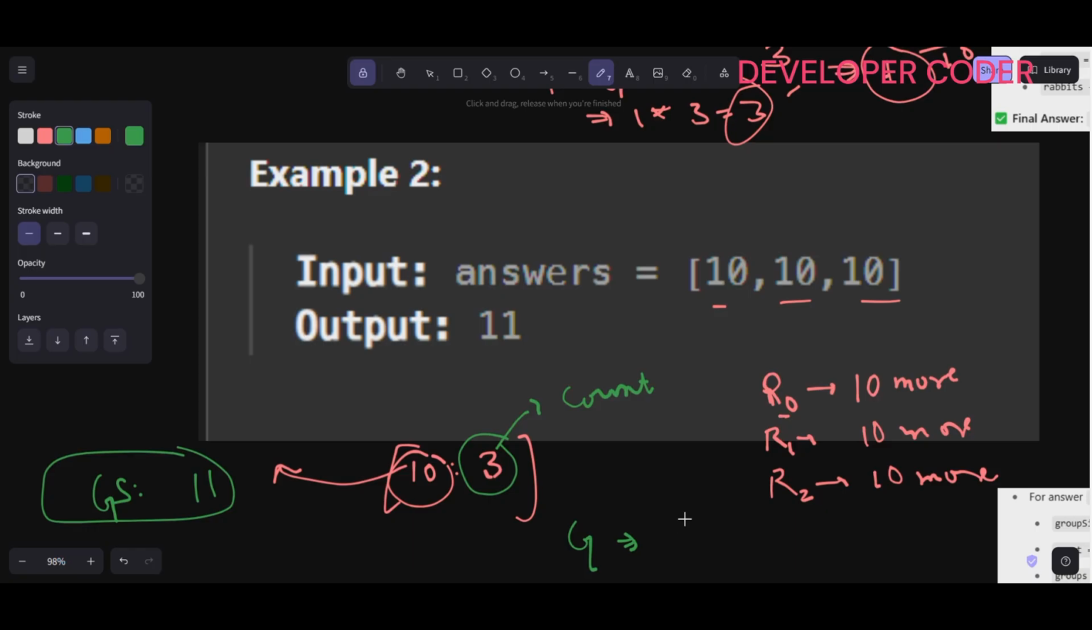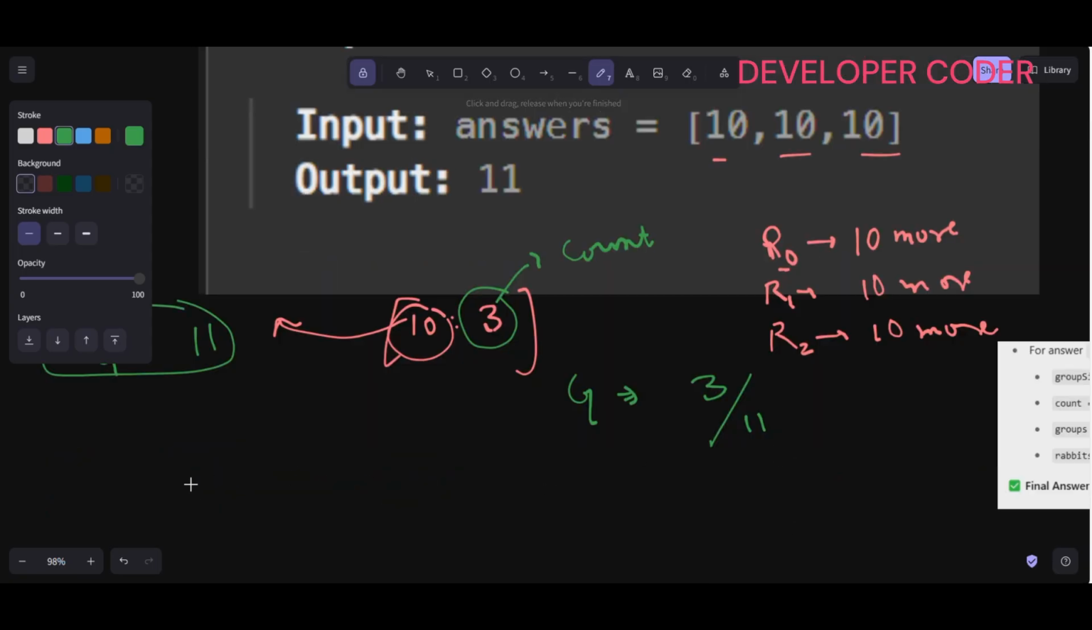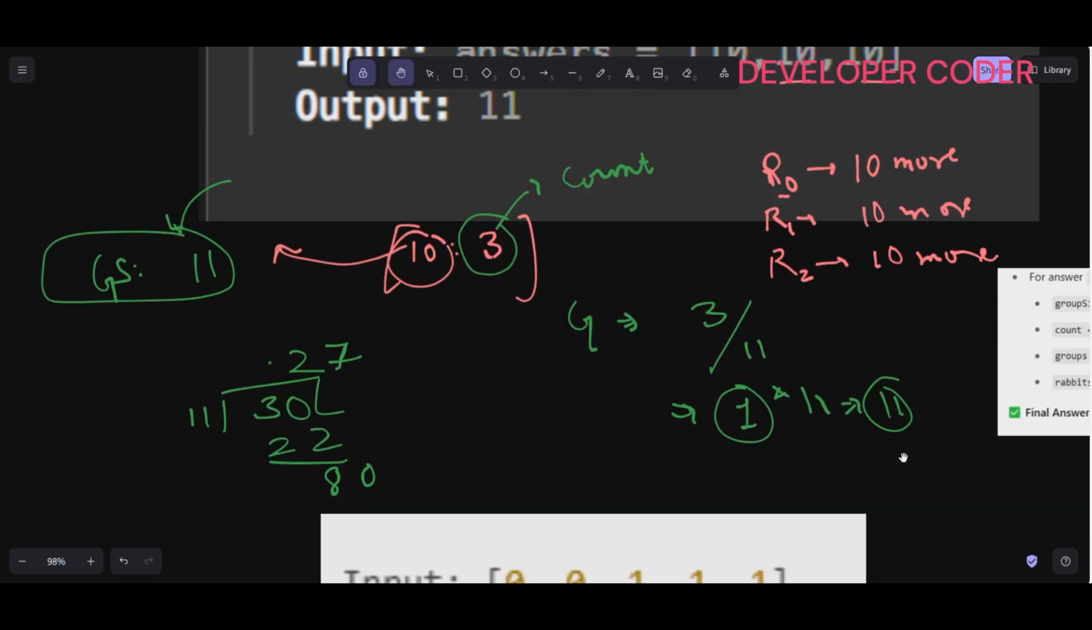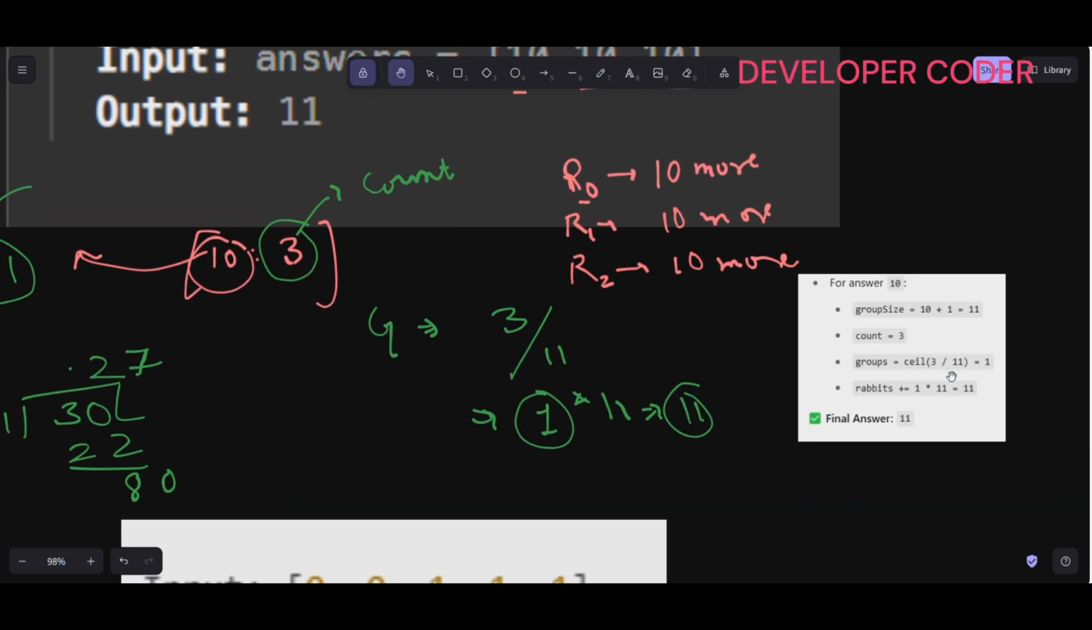So how do we calculate groups? Count is 3 divided by group size. So 3 divided by 11, what is the output? You are going to get 0.27 something, around 0.27, and ceil value is going to be 1. So there is only one group. So in one group, what is the total size? 11. 1 into 11, so that simply means 11 rabbits. That's it. So here if you see the output for this one, you will see 11. So 3 divided by 11, ceil gives 1, and 1 into 11, you are going to get 11.